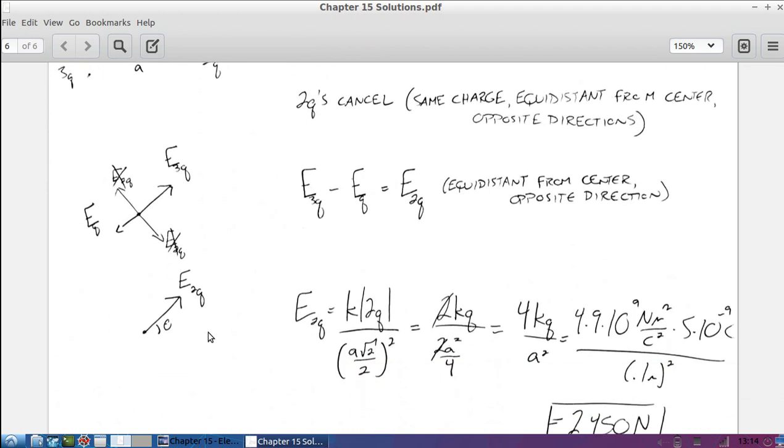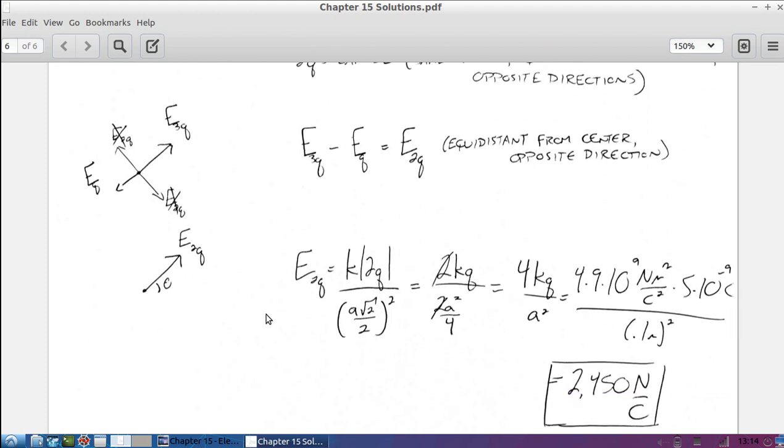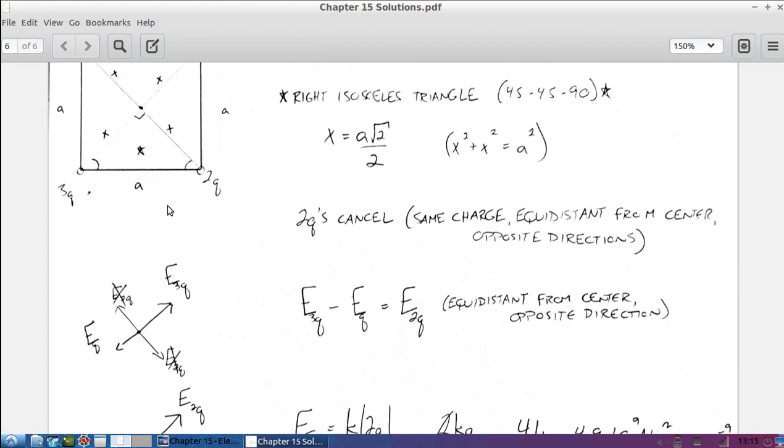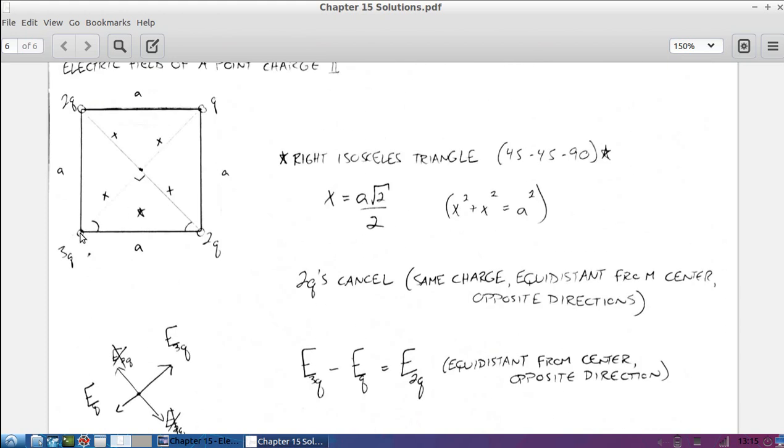So let's say I want to find this magnitude, right? I'll deal with the direction later. That's a geometry thing. So I'll deal with that direction later. I'm going to find the magnitude first. Okay. So I know what K is. I know what Q is. It's 5 nanocoulombs. So I'll be ready to substitute that. What's the distance between one of the corners of the square, in particular the bottom left corner, and the center?